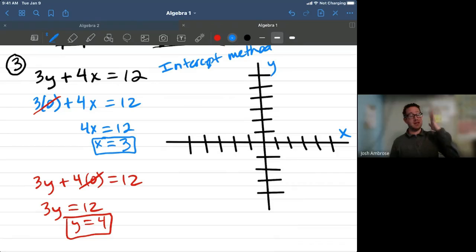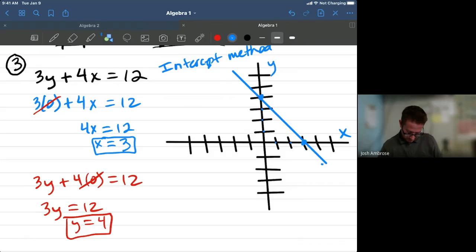Now, intercepts, that's where it touches or crosses that axis. So I have 1 at x equals 3. So we have 1, 2, 3 right there. And the y is y equals 4. So we're going to go up. So we have 1, 2, 3, 4 right there. Now, again, connect those dots, make the line. And there is your graph for the given equation, 3y plus 4x equals 12.